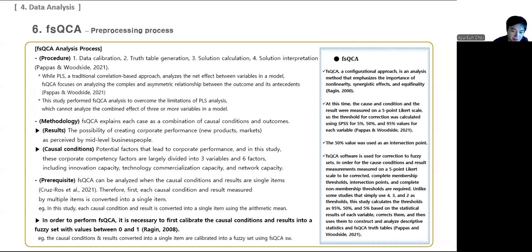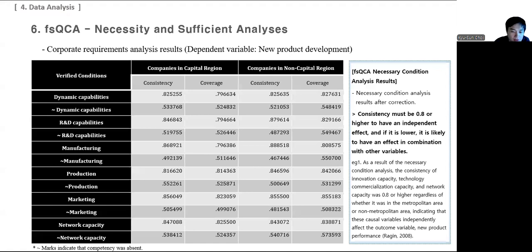Next, I conducted the fsQCA. Why did I do that? Because it overcomes PLS limitations by analyzing the combined effect of various innovation capacities. Let's dive into the fsQCA result. The analysis shows that no matter where a company is located, boosting key capabilities like DC, R&D, manufacturing, production, marketing, and NC significantly improves MPD. So I can say every construct is very important and essential.